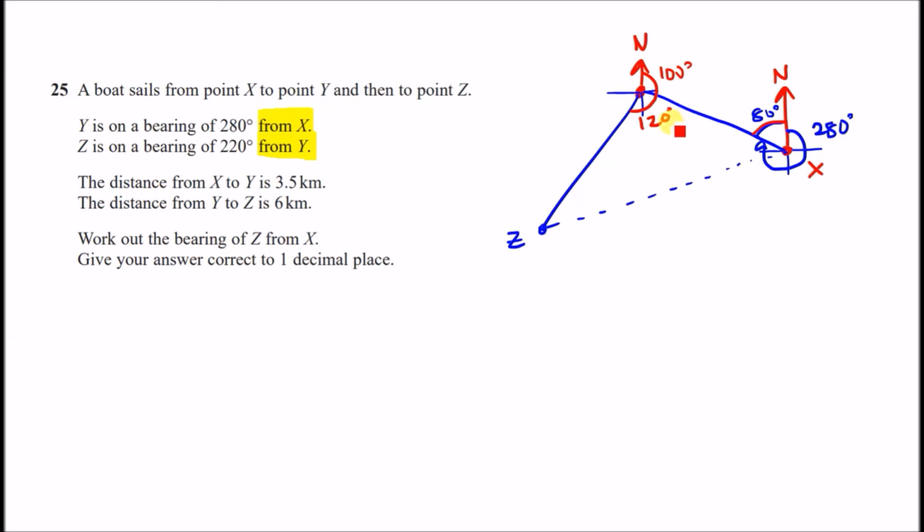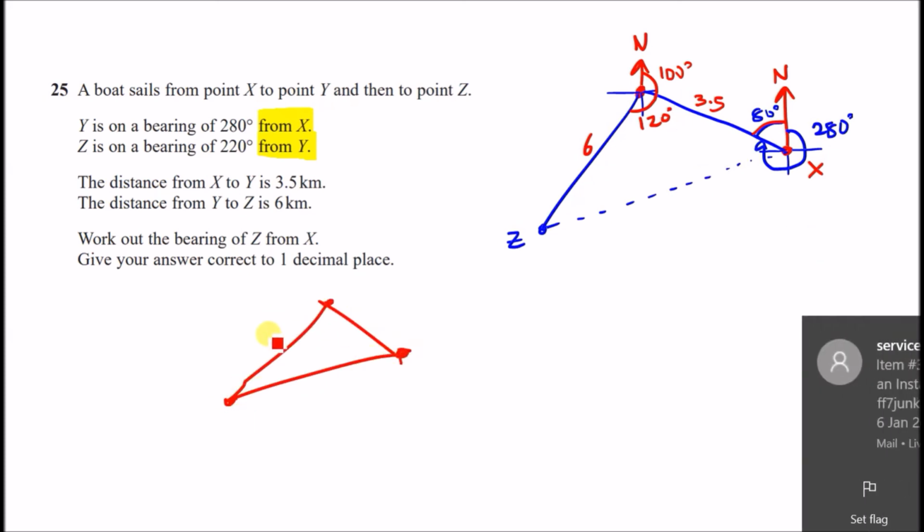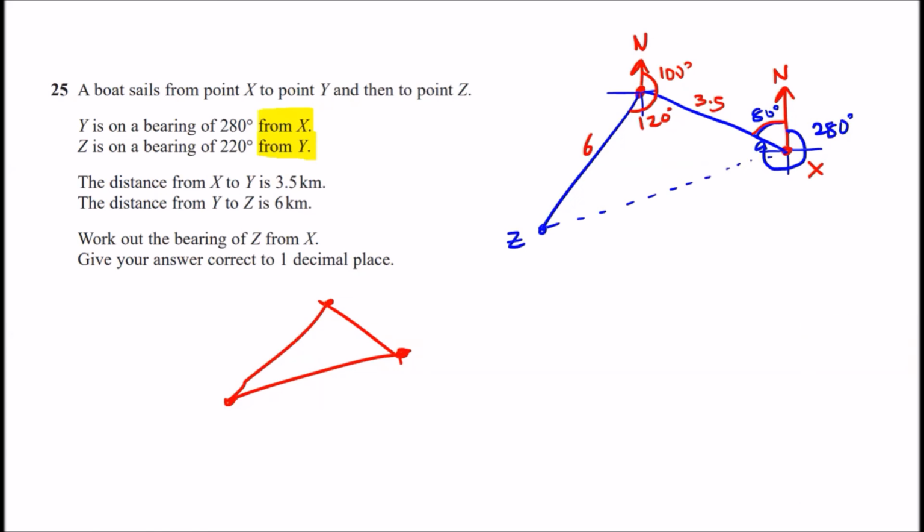Now, what do we have? The next statement tells us that the distance from x to y is 3.5 kilometers. So that's this line here, 3.5 kilometers. And from y to z is 6. Okay, so far so good. So let's just refresh that again, yeah? So you got 6, 3.5, 120. And we're trying to find, what is it? Work out the bearing of z from x.